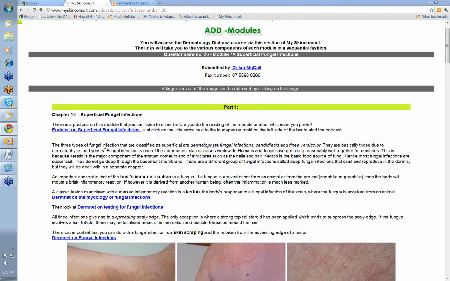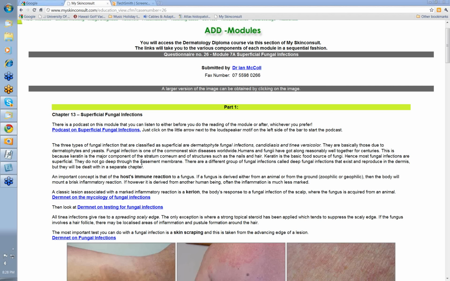I think there's a couple of facts here at the beginning that we need to get across straight away. I've said as far as you're concerned, there's going to be three types of superficial fungal infections: either dermatophyte fungal infections or candidiasis and tinea versicolor. The latter two are yeasts.